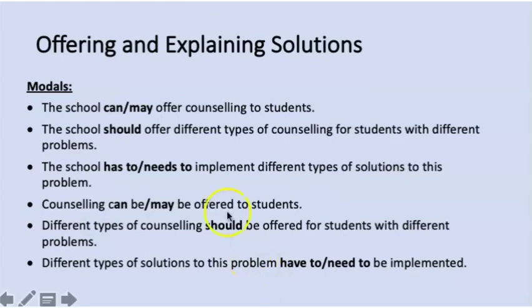Now, we said we use modals, can and may, we mentioned this. We can also use should, has to, needs to, or depending on the subject, you should say have to, need to. A passive structure can also be used with modals. Can be verb 3, may be verb 3, or should can be used again in a passive structure. Should be verb 3, have to or need to be, have to be, need to be verb 3.